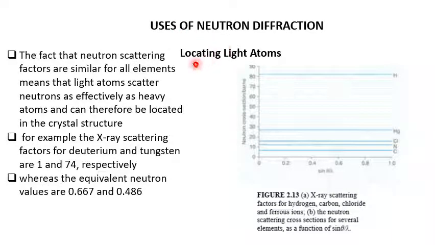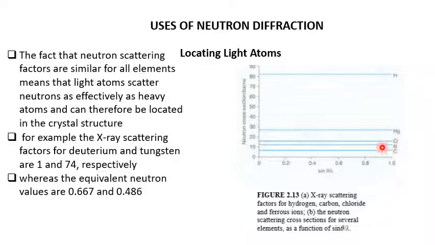Neutron diffraction analysis. This is the first use of neutron diffraction analysis, that is locating light atoms in between the heavy atoms. The light atoms can be detected by the use of neutron diffraction. The neutron scattering factors are similar for all elements. They are not exactly similar, they are nearly similar. For example, here is the neutron diffraction pattern for carbon, nitrogen, chlorine, mercury.